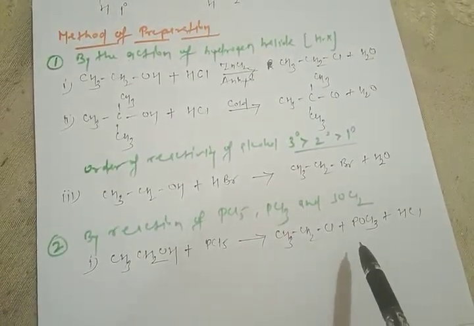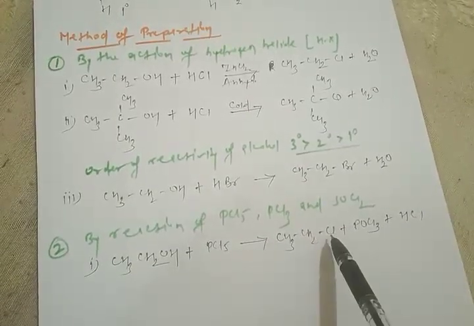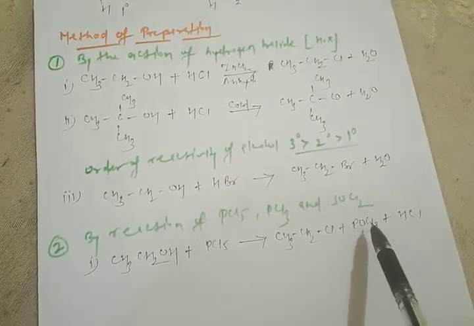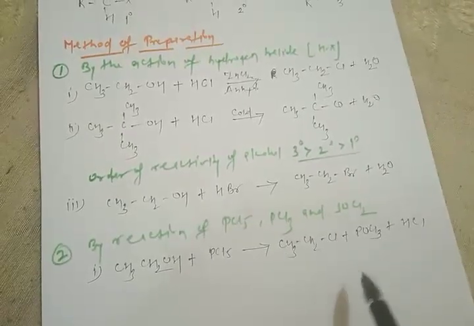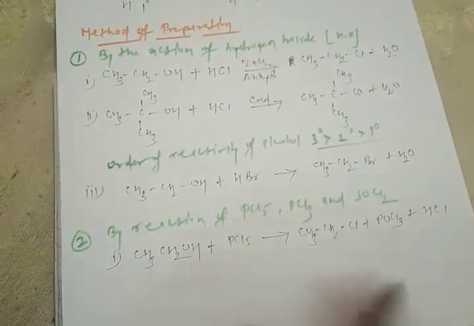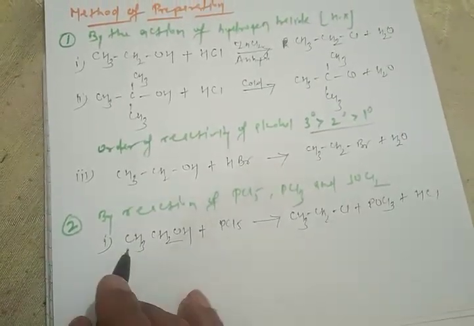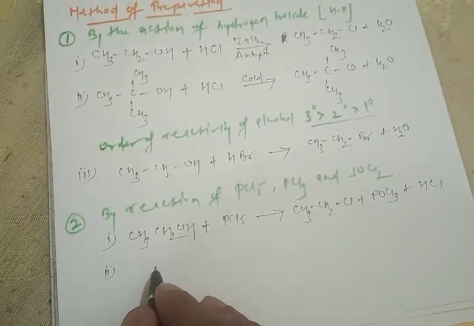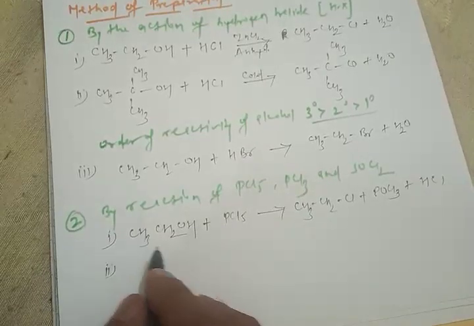The two chlorines at the axial bonds are the weaker ones, so they will react easily. And these three chlorines are at equatorial bonds, which are stronger, so they will not react. Okay, so this is the reason for the different types of bonding in PCl5. Now the second, similarly, you can go for the other alcohol also.